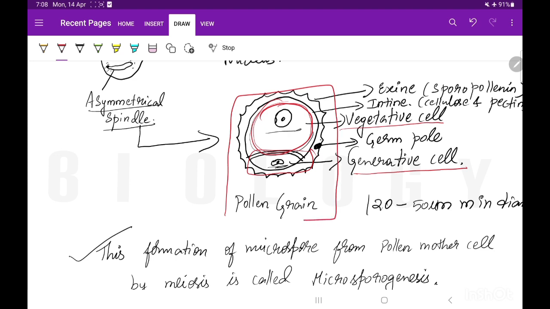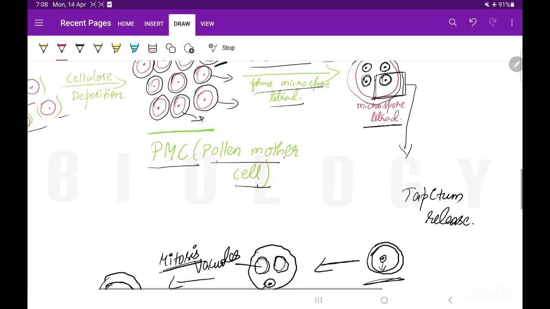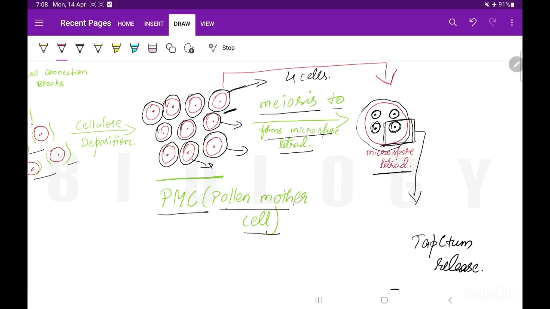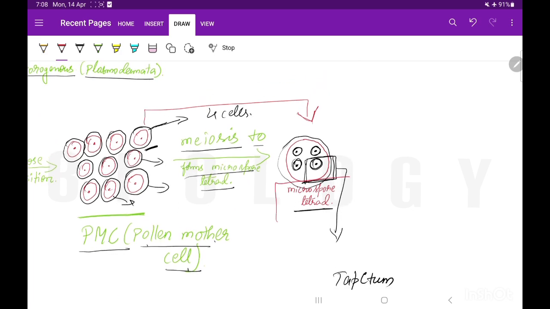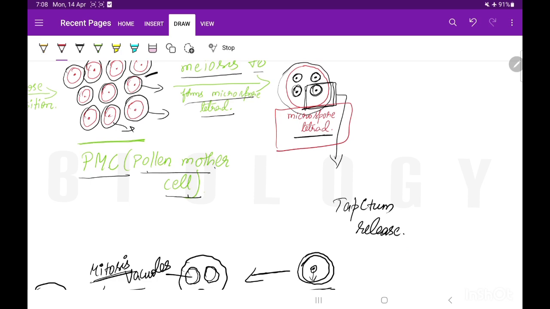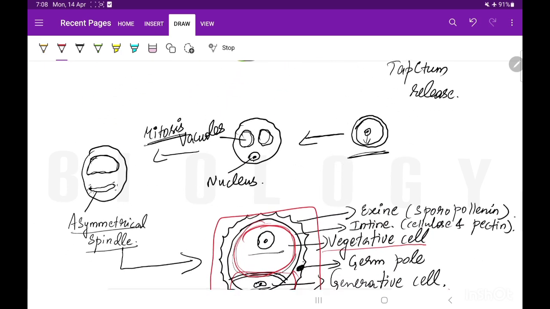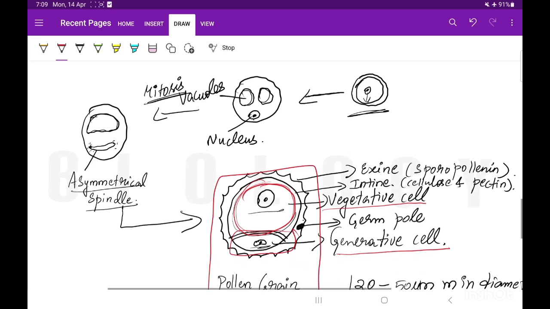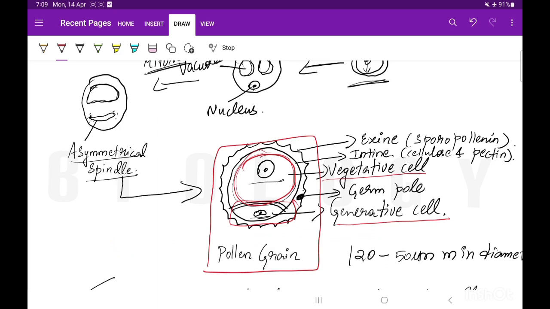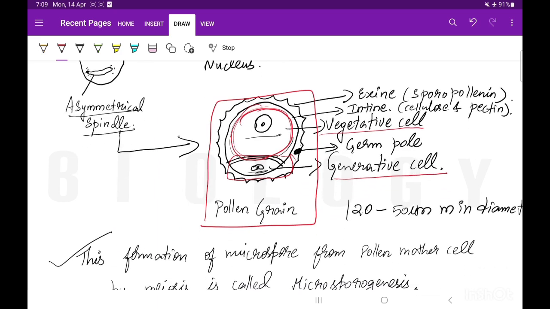This is the structure of the pollen grain. We'll go through the structure. First, as this process is clear, up to the pollen mother cell, meiosis takes place. 4 cells are formed. The stage is called microspore tetrad. Then each cell from the microspore tetrad undergoes mitosis with asymmetrical spindle fibers to form a pollen grain having two unequally divided cells. One is the vegetative cell which is larger and the small one is called the generative cell.